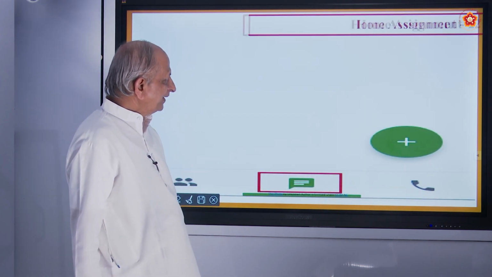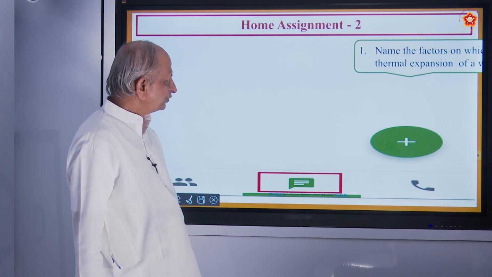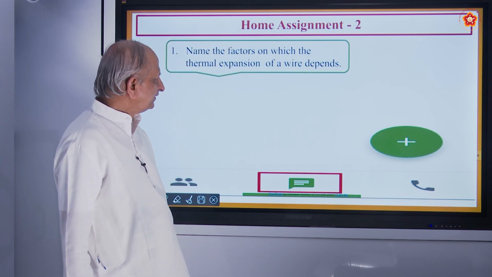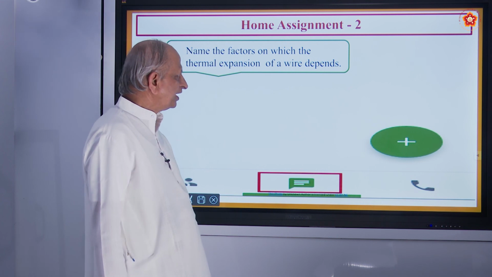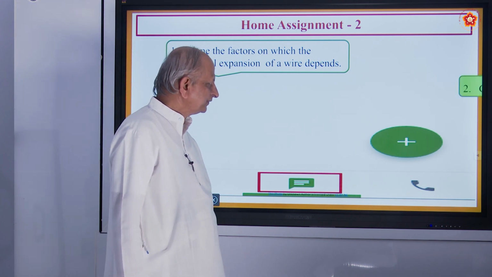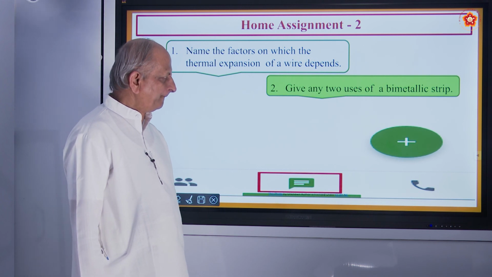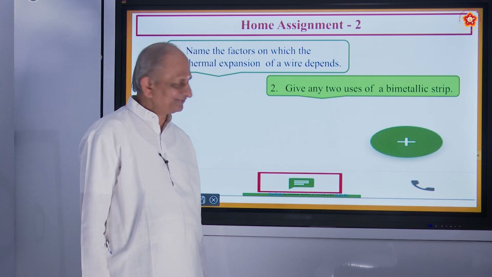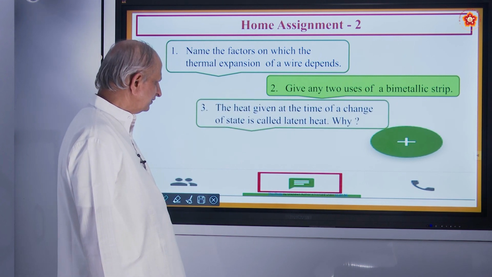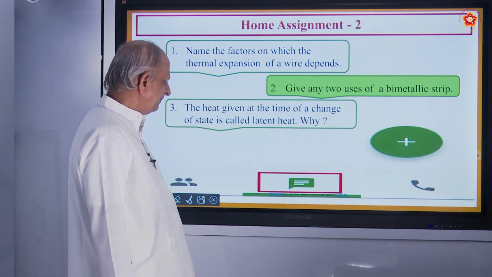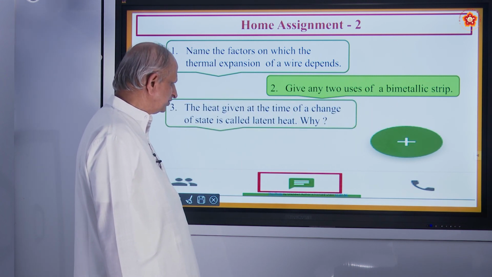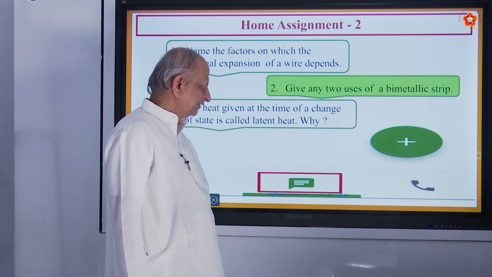Let us see some home assignments. First question, name the factors on which the thermal expansion of a wire depends. Second question, give any two uses of bimetallic strips. Third question, the heat given at the time of a change of state is called latent heat. Why?